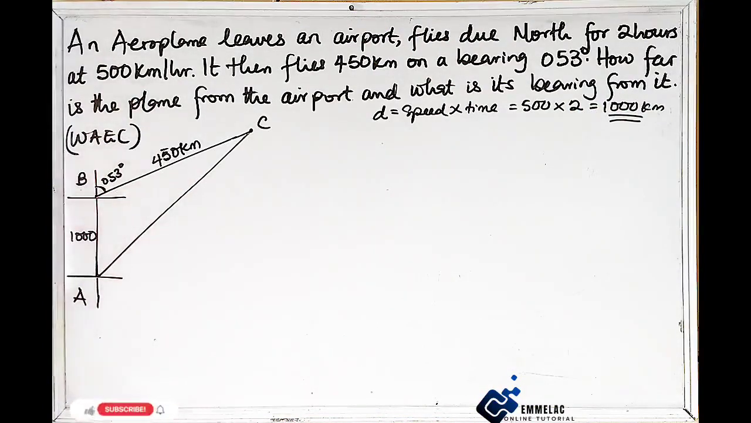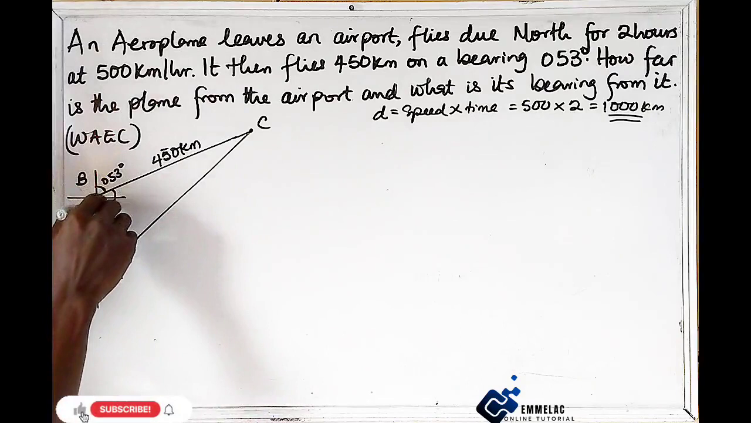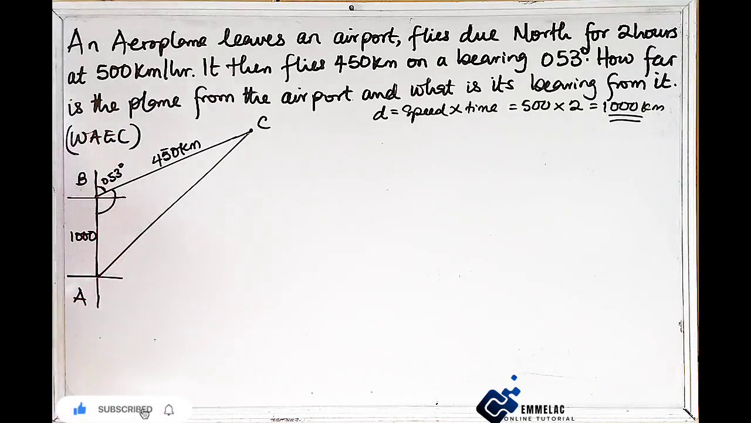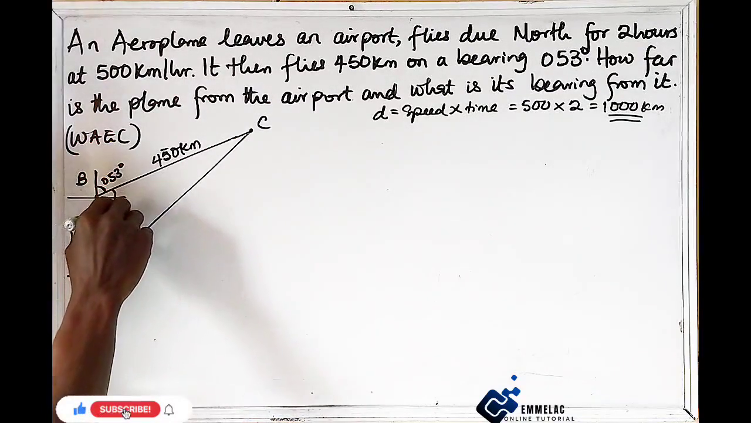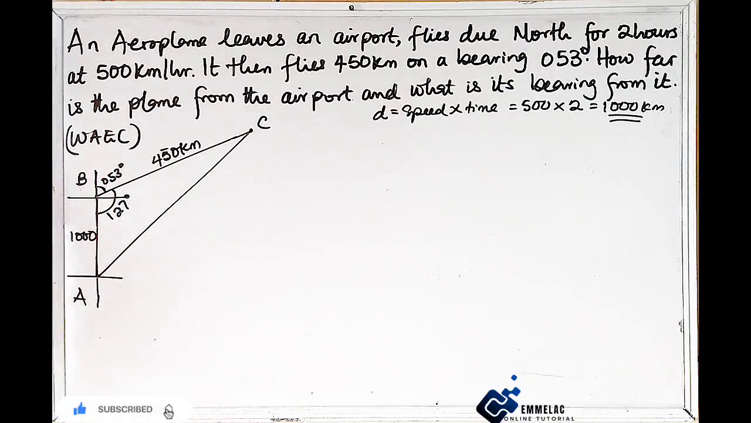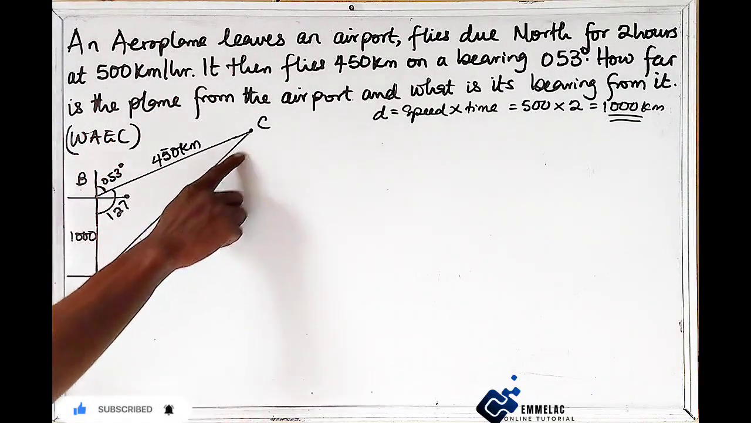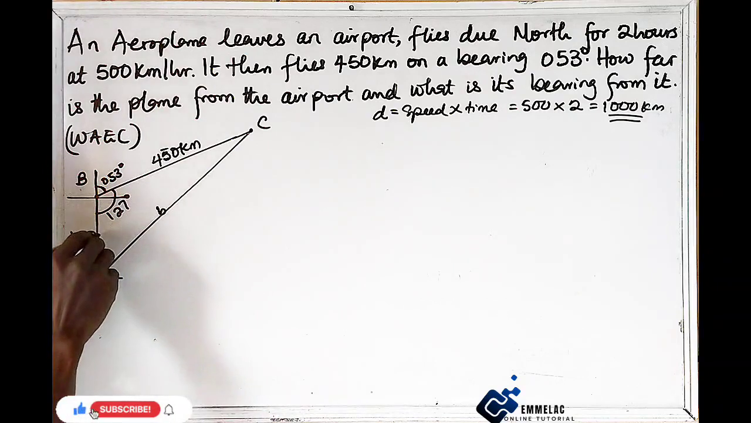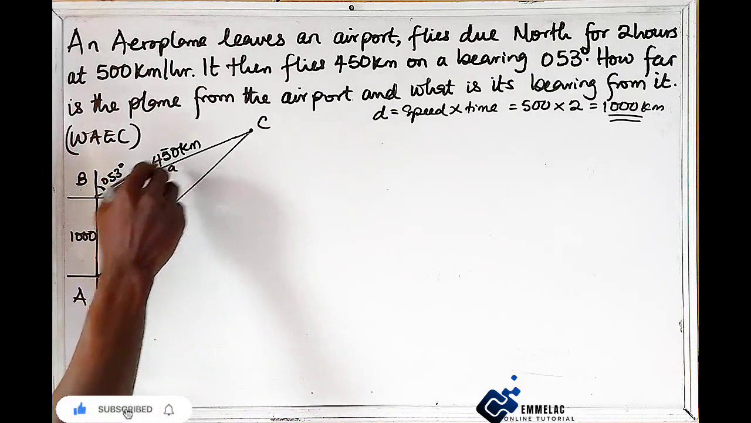Now let us know the angle. Look at it here. This line is a straight line, right? The angle of a straight line is 180, and out of 180 we have 53. So the remaining part here will be 127. Now we are told to find the distance from a certain point. So we will label this as small b, this as small c, and this as small a.